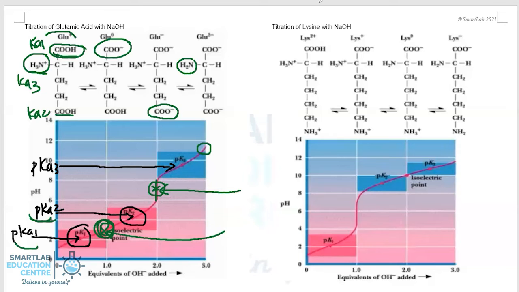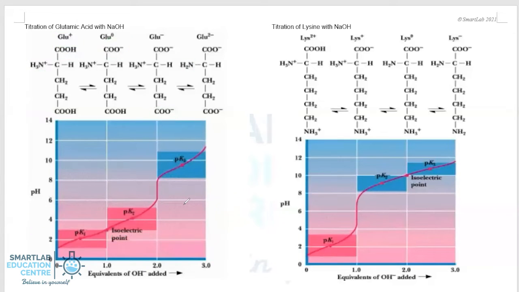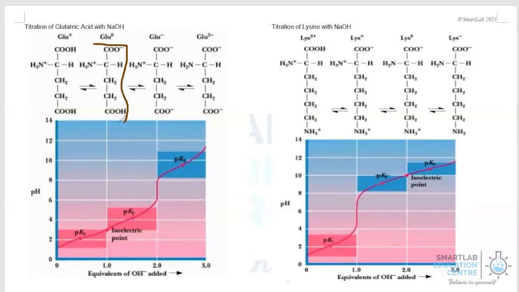Finally, it's important to identify where the pH of the isoelectric point is, which means in this case, you want the amino acid form to be neutral. In this case, you will be after adding 1 mole of OH-, and therefore the pH of the isoelectric point is pKa1 plus pKa2 divided by 2.